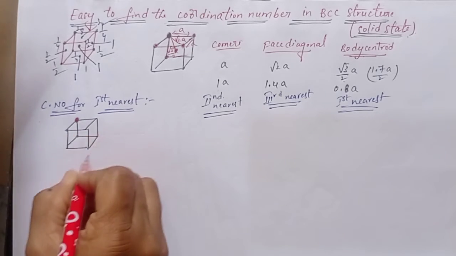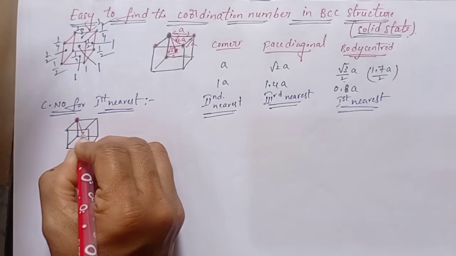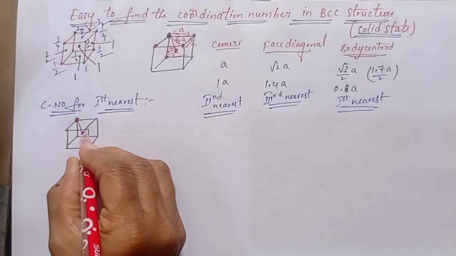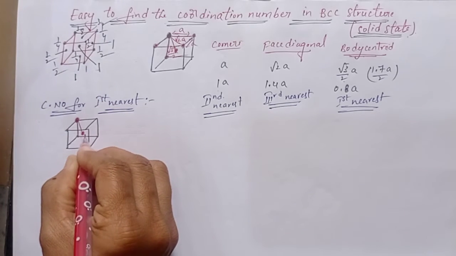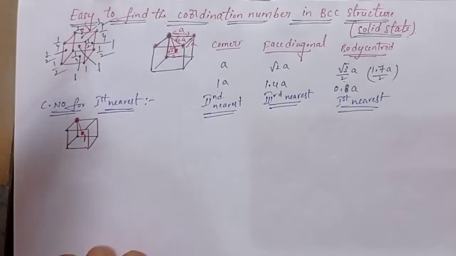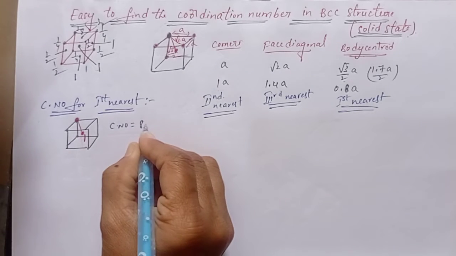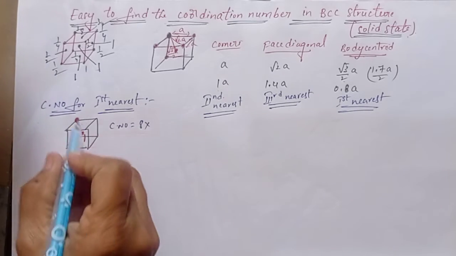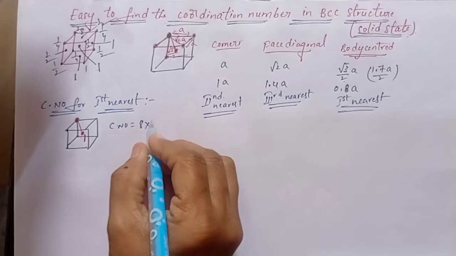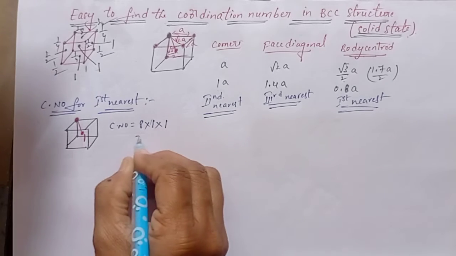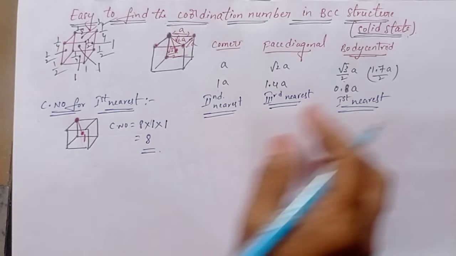Now see, students, in the cubic unit cell, only one body center particle will be there. So what is its body center contribution? The contribution is 1. Now see how to find the coordination number. Total 8 corner particles are there in the cubic unit cell, and each is in touch with only one body center particle, whose contribution is 1. So the coordination number is equal to 8. This is for the first nearest, students.